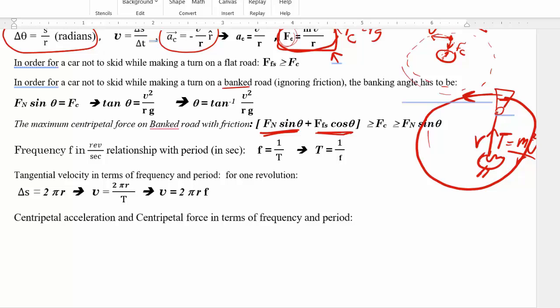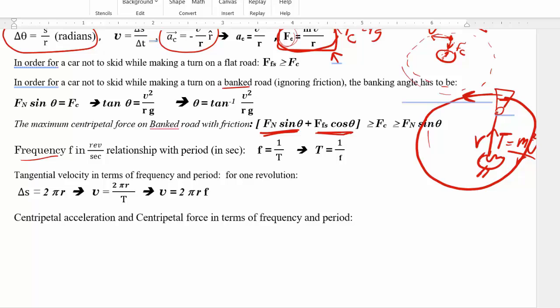When we talk about rotational motion, we have the term frequency, the number of circles per second or number of revolutions per second. And frequency is the inverse of the period of the rotation. The period is the time taken to complete one revolution or one rotation. So frequency and period are the inverse of each other as long as the units are consistent. So if the frequency is in revolutions per second, the period will be in seconds per revolution.